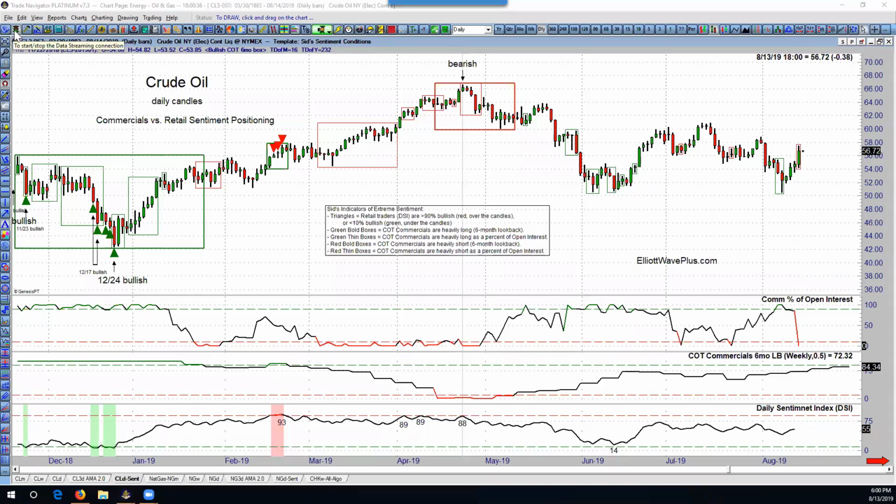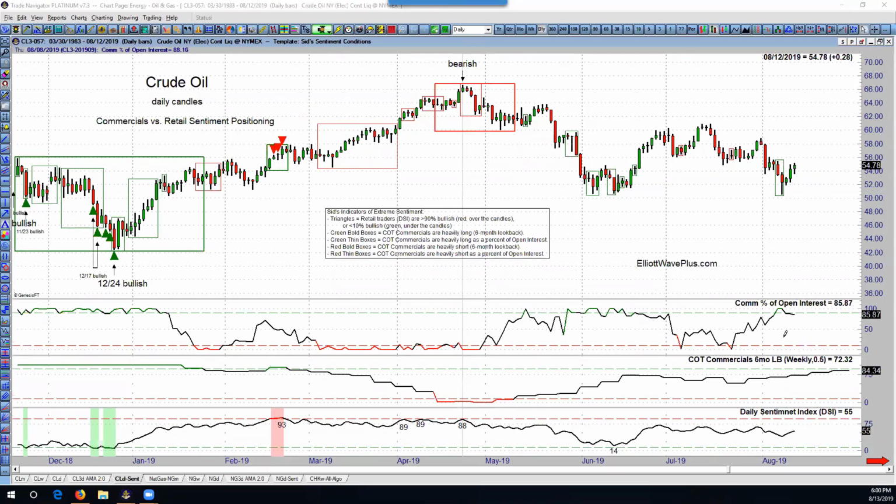So for instance, if I turned off the streaming all of a sudden, you'll see the commercials percent of open interest at the end of the day yesterday showed that the commercials were heavily long crude oil, and on the 6-month look back, they're heavily long.